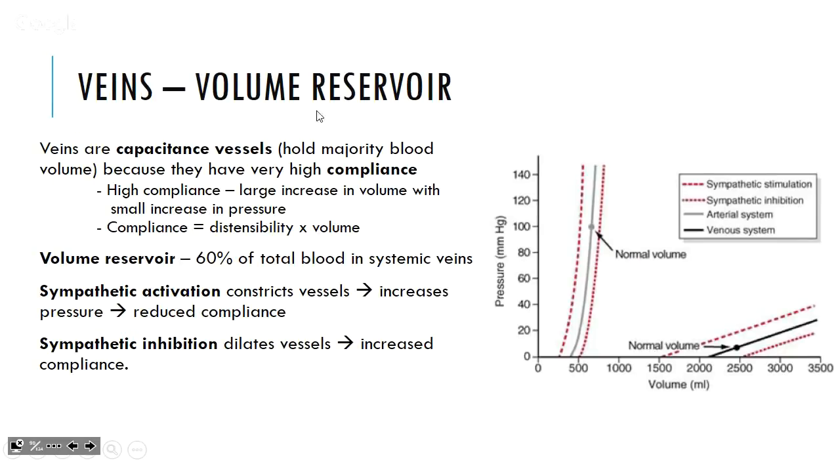And then veins. Veins have really high compliance, which means that they can fill with a lot of blood without having high pressure. Because of that, they're the volume reservoir, so they contain most of the blood. When your sympathetics activate, it constricts the vein and increases the pressure. It does that so that the blood from the veins will then go back into the right atrium, because blood flows from higher pressure to lower pressure. So if your venous pressure is increased, there'll be more blood flow to the right atrium.